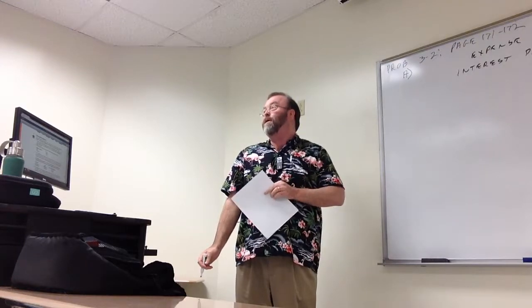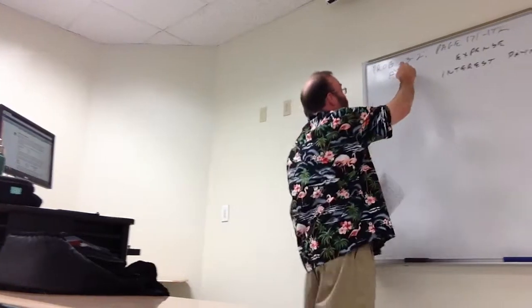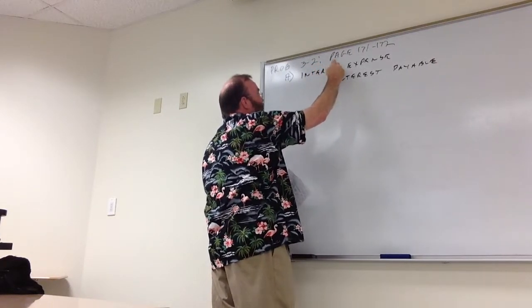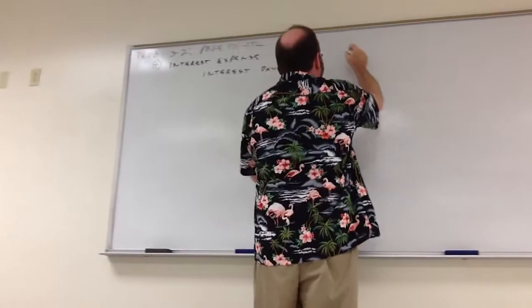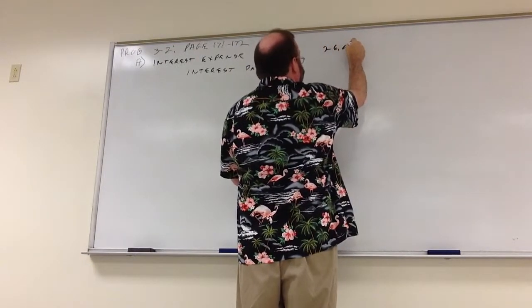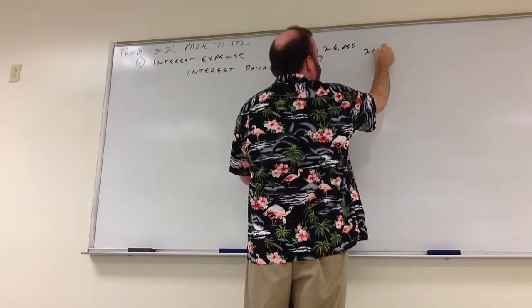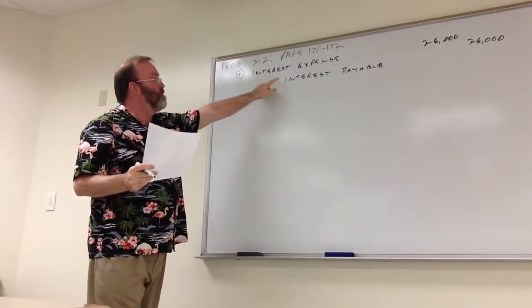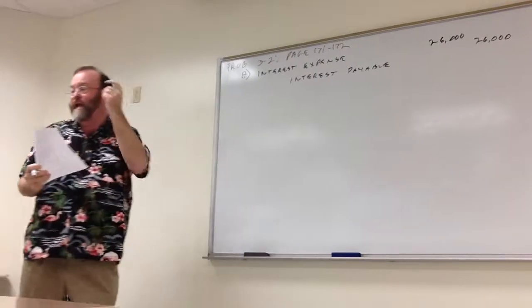I've already got it written on the board. Interest expense for $26,000. So income statement account, balance sheet account. So we're creating a liability and we're expensing the interest that is accrued during the period on the mortgage.